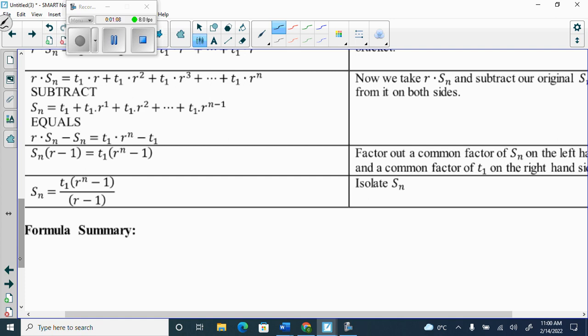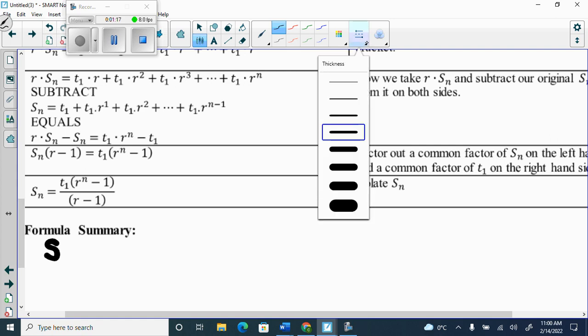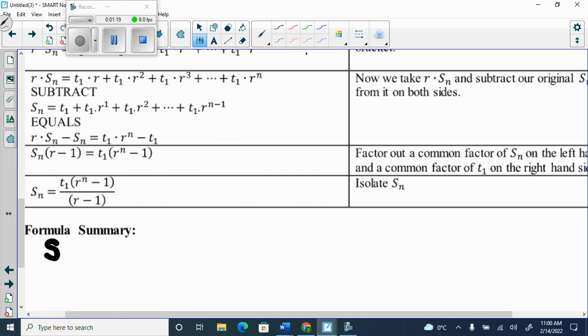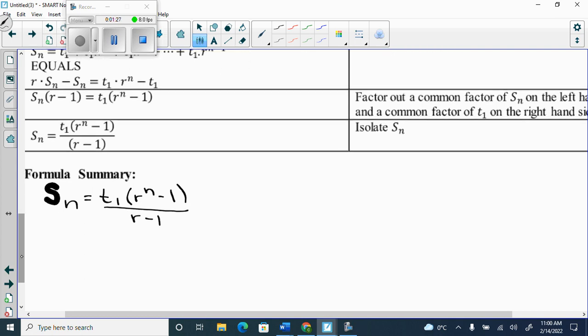So here's the first one on your formula sheet. Sn equals T1 times r to the n minus 1 over r minus 1. We're not memorizing this. It's on our formula sheet. If you want to memorize it, I guess go ahead.